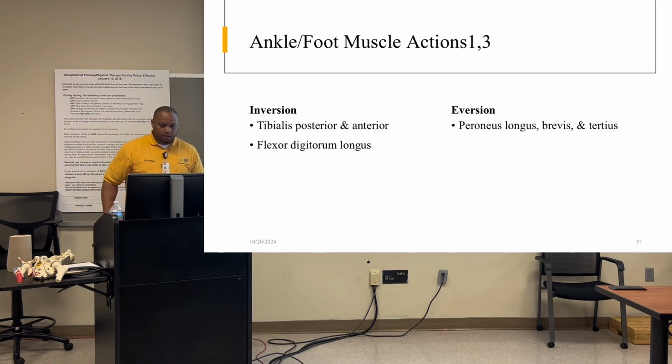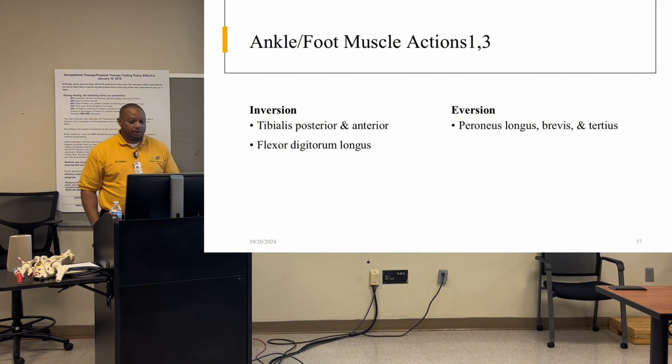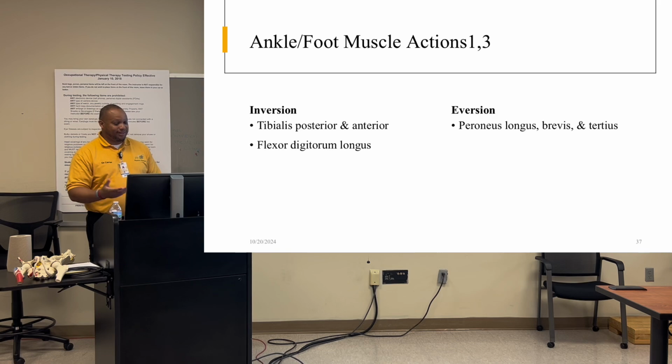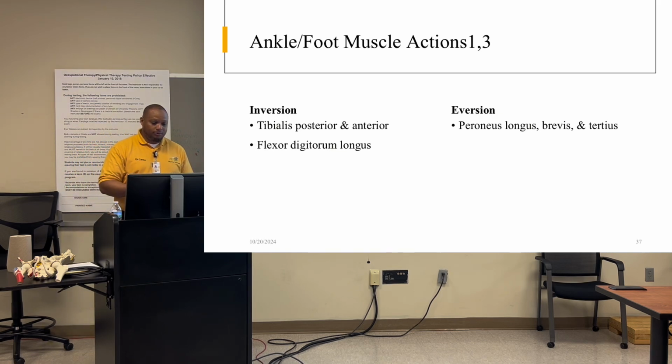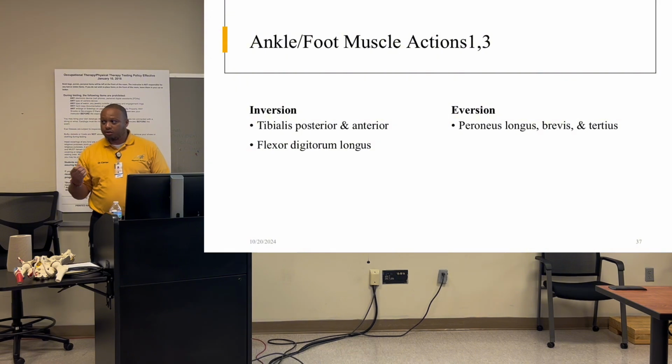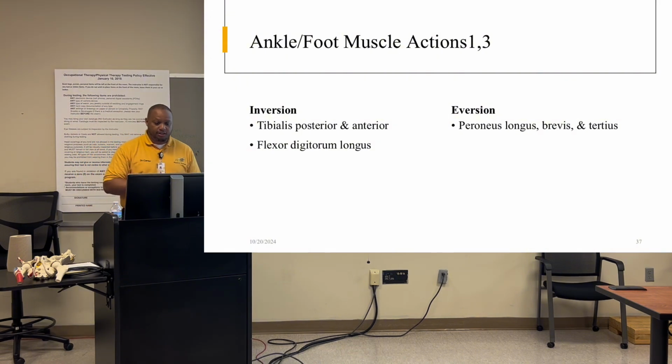All right, ankle foot muscle actions are inversion, tibialis posterior and anterior. We just discussed that, right? We know why tibialis posterior contributes more so to inversion than the anterior tibialis. All right, the flexor digitorum longus also contributes to inversion at the ankle. Eversion, we talked about it, peroneus longus, brevis, and tertius, performing eversion.